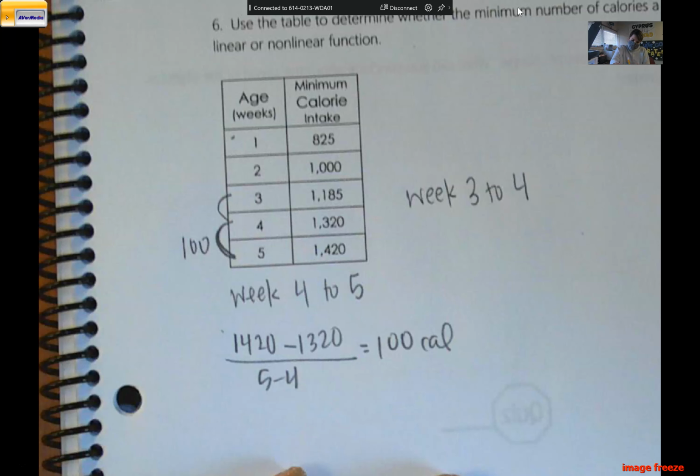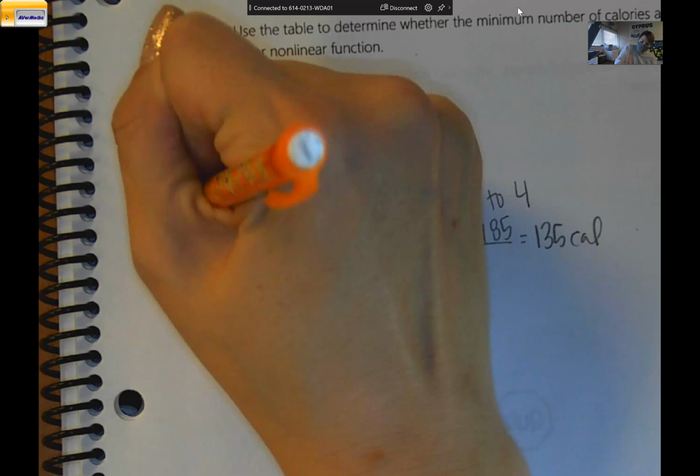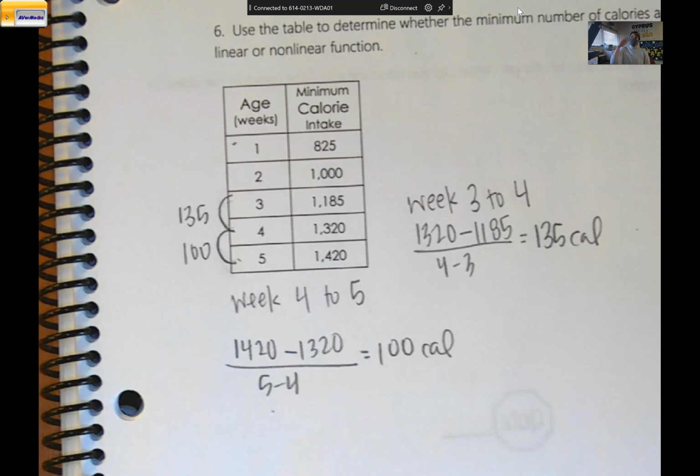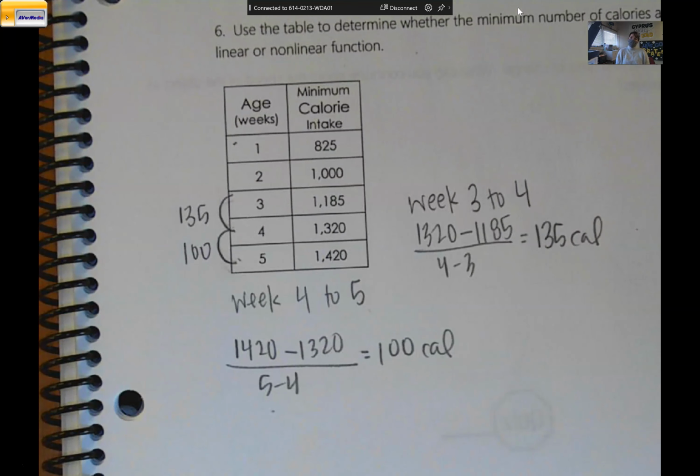Okay, about 20. 10. 5. 3. 2. Okay, show me. 135. So from week 3 to 4, his amount of calories that he needed changed more.